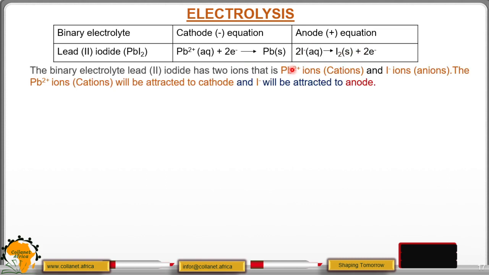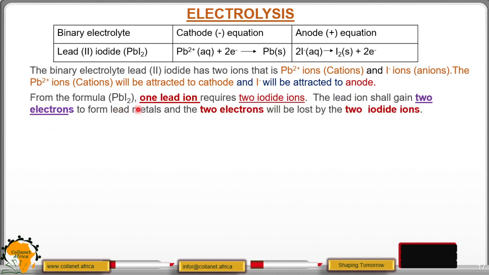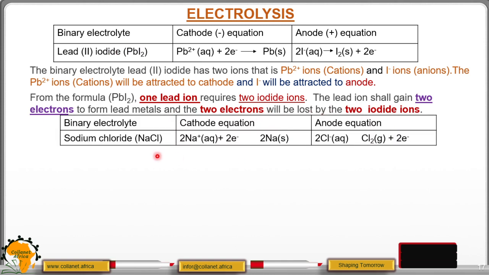Now let us look at the other example. The binary electrolyte has 2 ions, the cations and the anions. The lead ions, which are the cations, will be attracted to the cathode and the iodide ions will be attracted to the anode. This we have explained. From the formula, for more clarification, 1 lead ion requires 2 iodide ions. That's the formula of lead(II) iodide. The lead ion shall gain 2 electrons to form lead metal, and the 2 electrons will be lost by the 2 iodide ions.